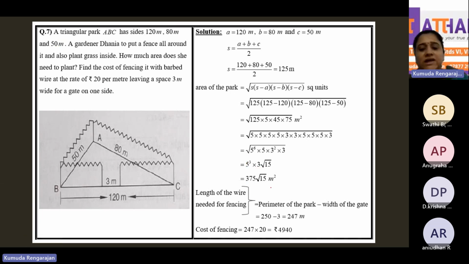You can leave it like this. Sometimes they'll give you the value of root 15 in the question. Then you should multiply. The value of root 15 is approximately 3.872. So if the value of root 15 is given to you in the question, root 15 is equal to 3.872, then you should do 375 into 3.872 and leave the answer in meter square. But that's not given, so you leave it like this itself.